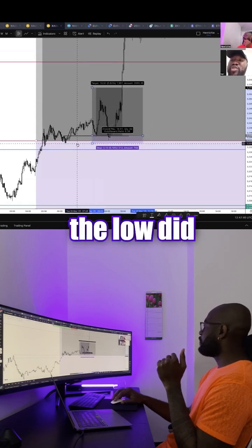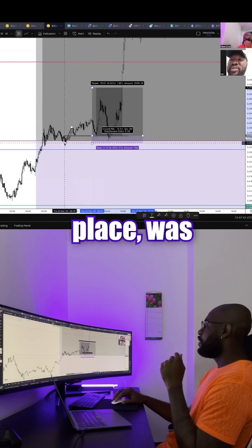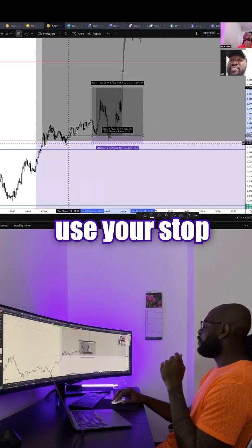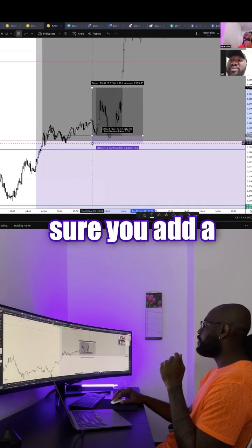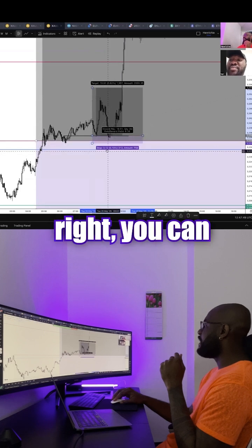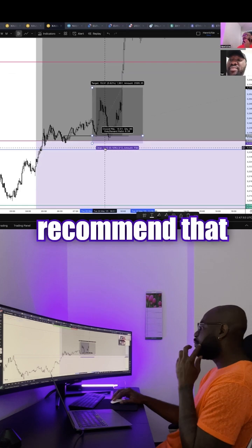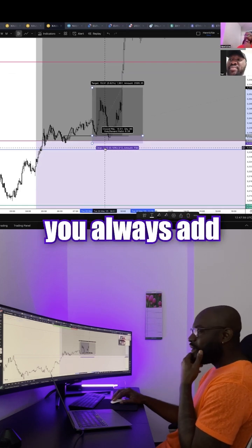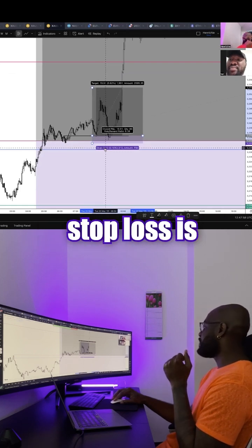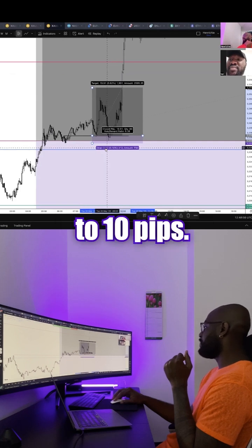So which of the lows did you use for your stop? Was that where you used this for your stop? Yeah, this is the low you use for your stop loss. But make sure you add a few extra pips because if you look right here, you can see the stop loss is just 3 pips. So I highly would recommend that you always add a few extra pips if your stop loss is less than 5 to 10 pips.